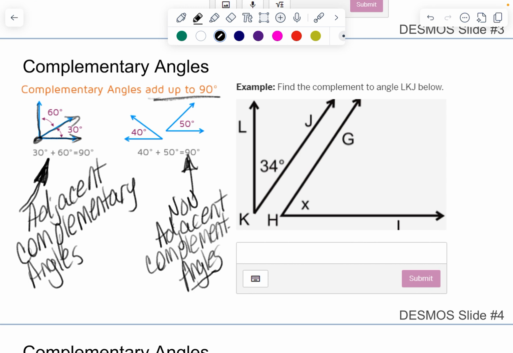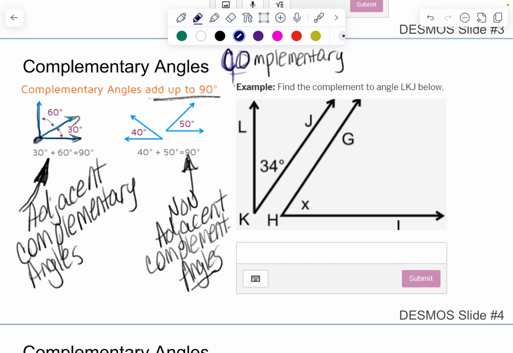One way that I like to remember complementary is if you take the C and the O, C-O-M-P. Take the C and the O, turn that C into a 9, and that O right there, look at that, complementary. That tells you that it's 90 degrees.